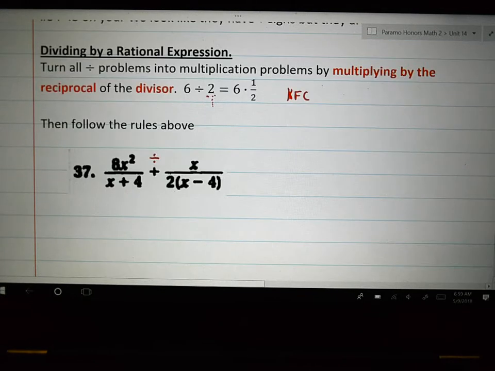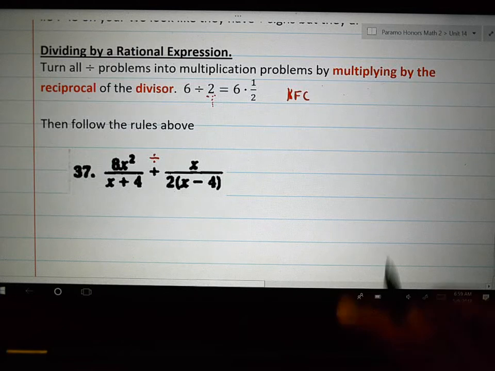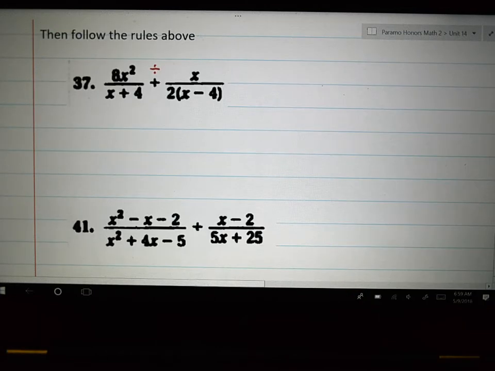Lastly, then we follow the rules for multiplication. So, once again, I've picked two problems that are near or similar to the problems that you're going to do in the homework. I chose 37 and 41. I'm going to do them hopefully rather quickly.